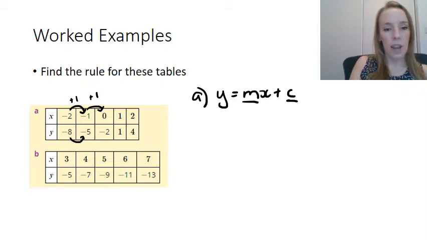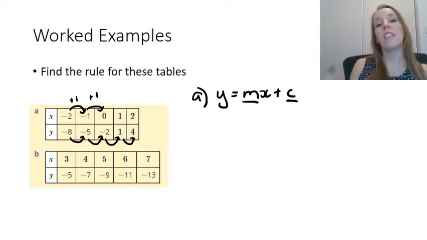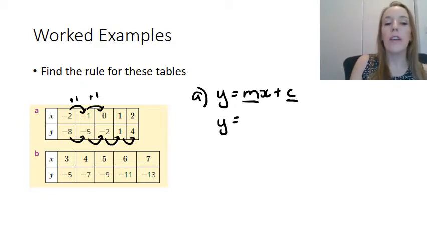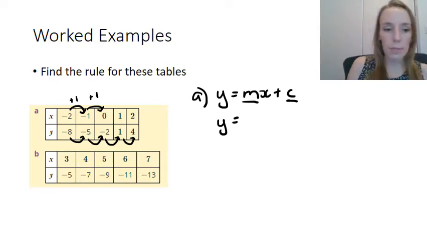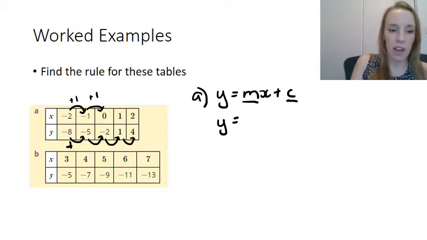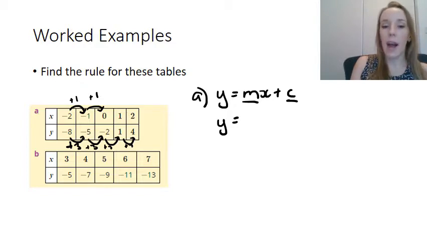So y is going from -8 to -5, from -5 to -2, -2 to 1, 1 to 4. So it's obviously increasing. So we know m is going to be a positive number. So y equals some positive value of m. How much is it increasing each time? Well, to go from -8 to -5, it's increasing. It's going more towards the positive end of our number line. So what is it increasing by? What do you have to add to -8 to get to -5? It's increasing by 3. From -5 to -2, we're adding 3 each time. So we know our m value will be 3.